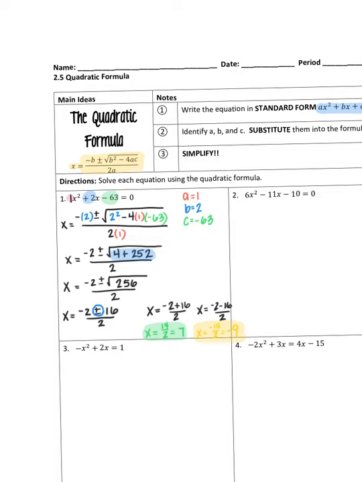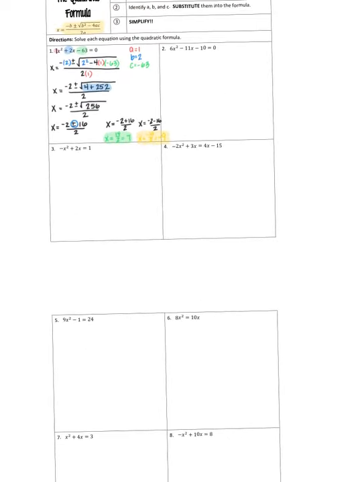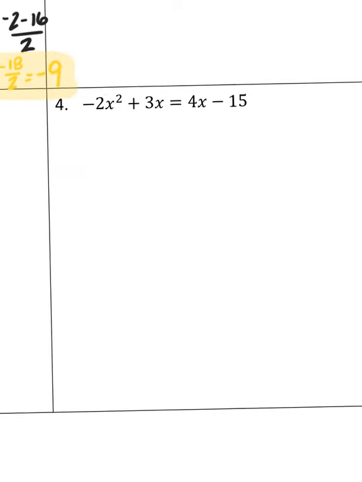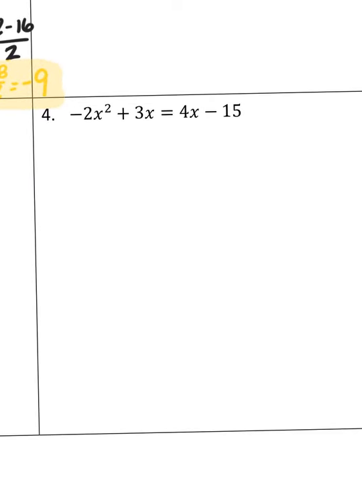Let's do another one together. Again, I know that these take a long time to do, and that's okay. Okay? Let's do one that isn't already set up for us. Let's look at number 4. We need to rearrange because our formula has to start in standard form, which is ax squared plus bx plus c equals 0.